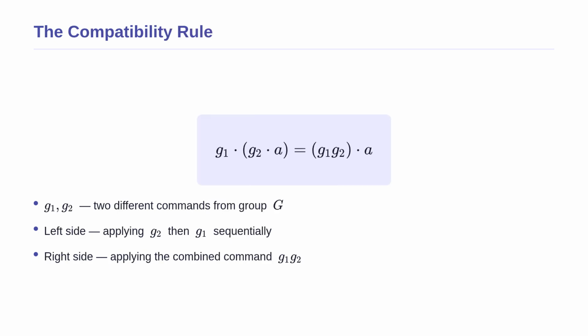Now let us look at the formula for the second required law, the compatibility rule. Here, G1 and G2 are two different commands from our group. On the left side, we first let G2 act on the object A and then let G1 act on the new result. On the right side, we combine the two commands inside the group first to create a single new command and let that act on the original object. The formula guarantees both paths lead to the exact same final object, no matter which commands you choose.